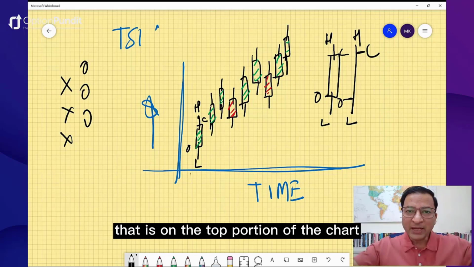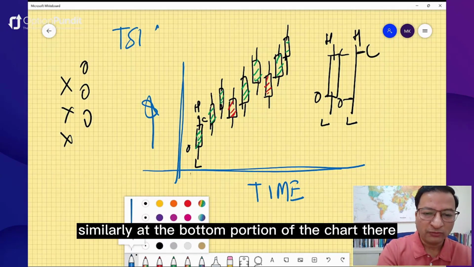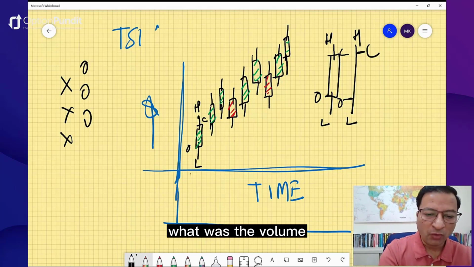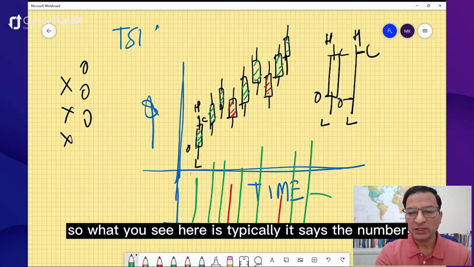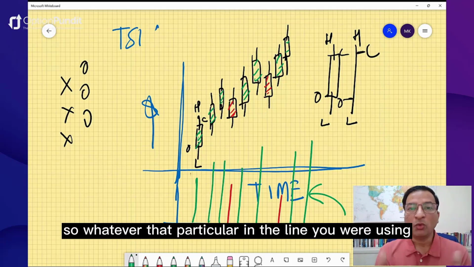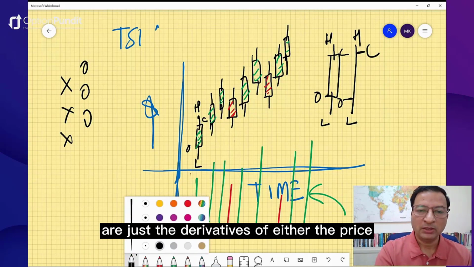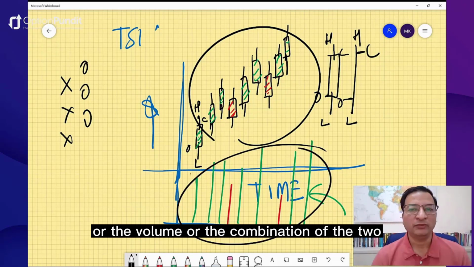Now, that is on the top portion of the chart. Similarly, at the bottom portion of the chart, there will be another study which displays the volume during this bar. What you see here typically says the number of shares or number of units, or whatever the particular underlying you were using. And all the technical analysis is most of the time just derivatives of either the price or the volume, or a combination of the two.